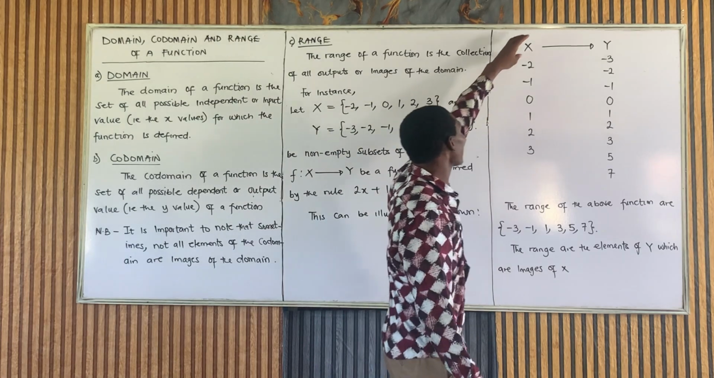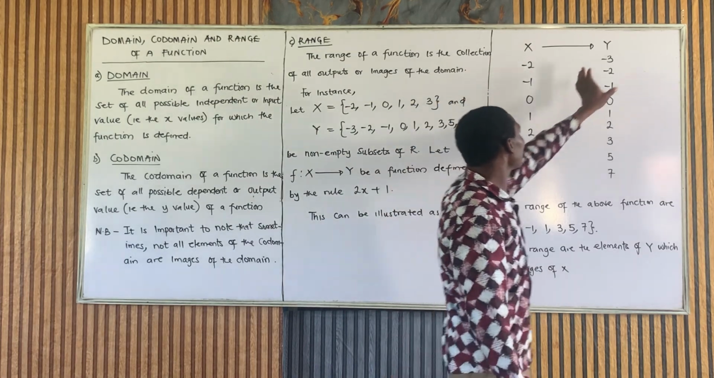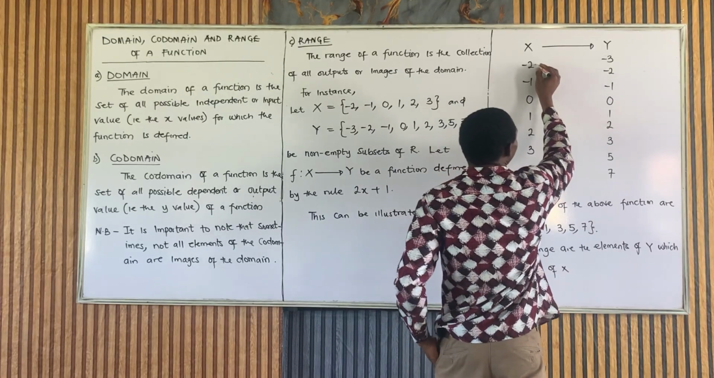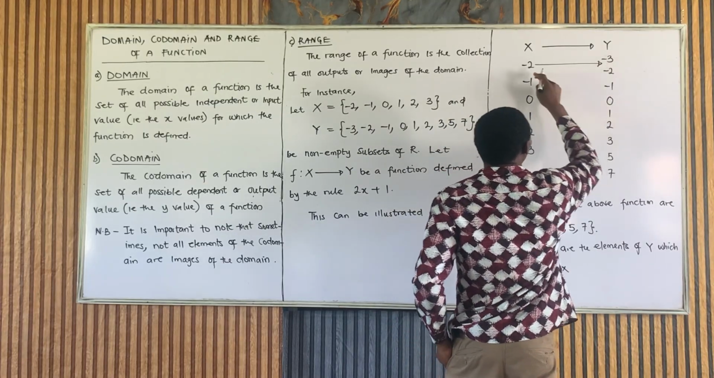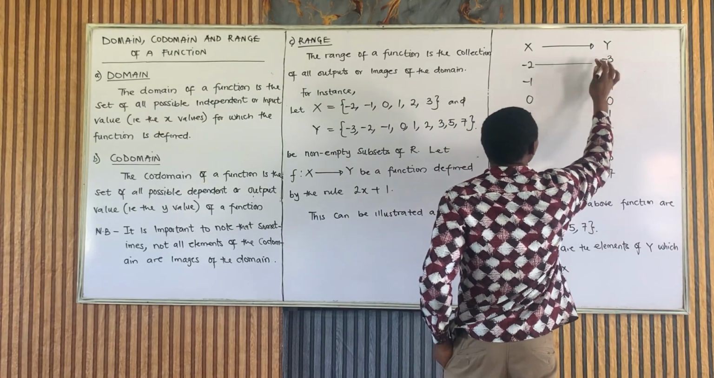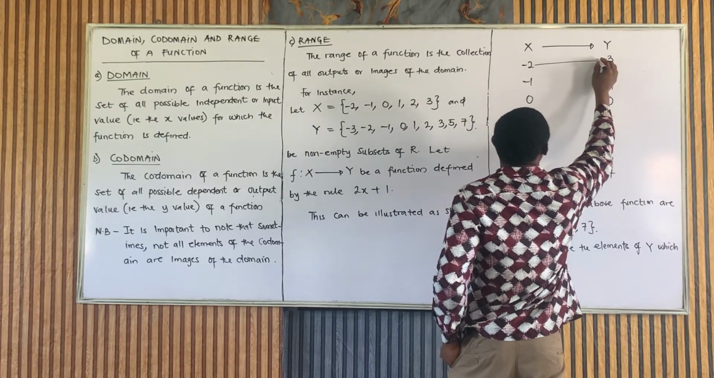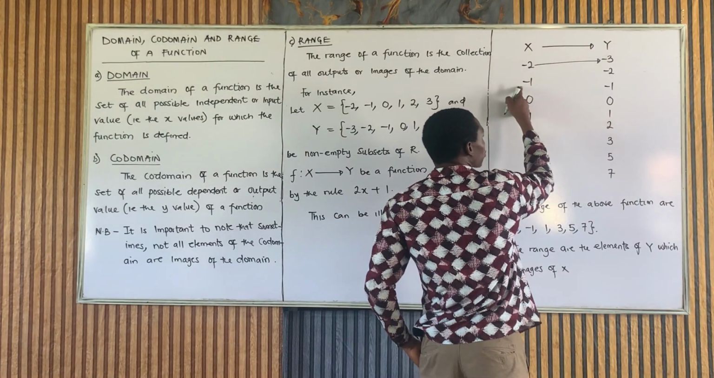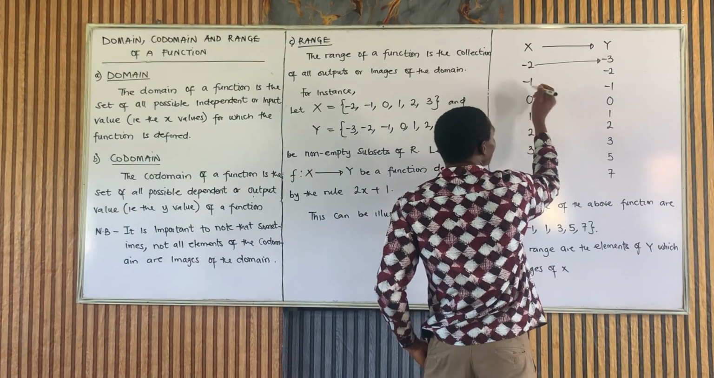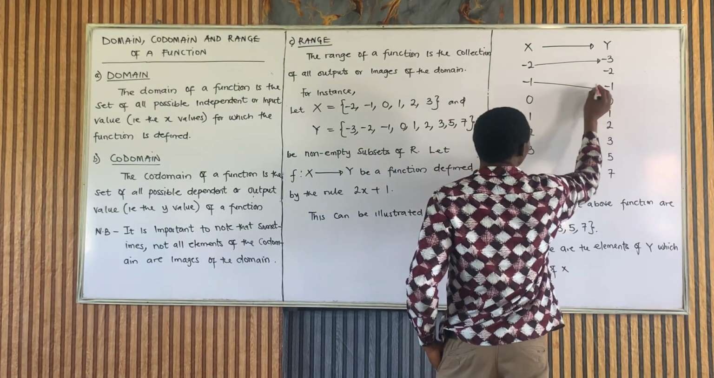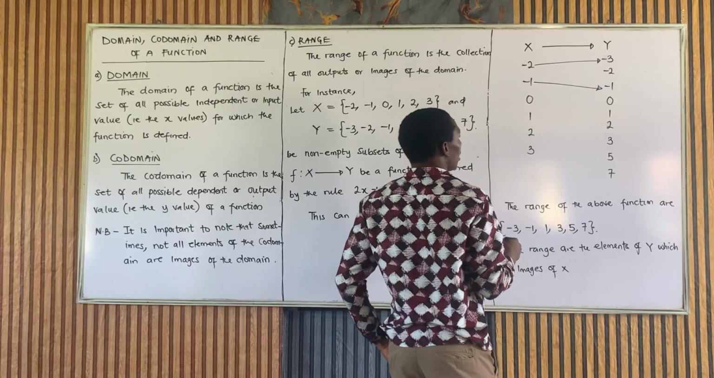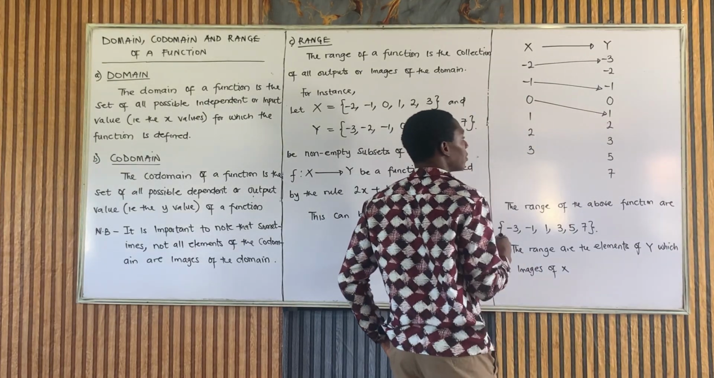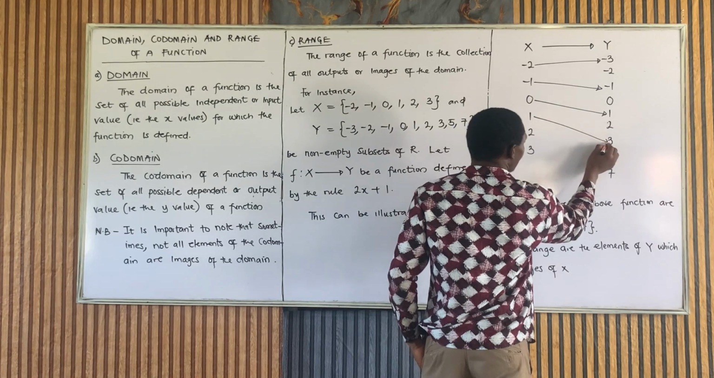Now this can be illustrated as shown. Everything in our x, this is it, and everything in our y, this is it. We understand that this is related to this. Now, -2, let me do that properly. -3 is the image of -2. And then -1 is the image of -1. And 1 is the image of 0. And 3 is the image of 1.